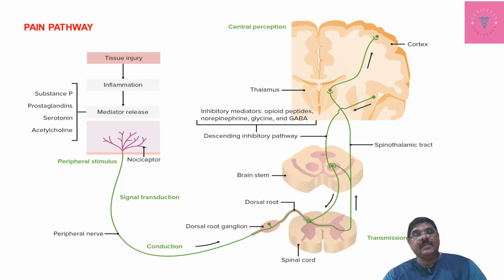This is the ascending pathway. At the same time, pain modulation goes from the cerebrum to the brain stem. That is called the descending inhibitory pathway. Here synapses occur between ascending and descending. The descending pathways release inhibitory mediators like norepinephrine, glycine, and GABA. They inhibit the ascending transmission of the pain impulse, so that the pain sensation does not enter the thalamus and cortex; they inhibit the pain impulses at the brainstem level only. That's why the descending inhibitory pathway is more important in treating pain.